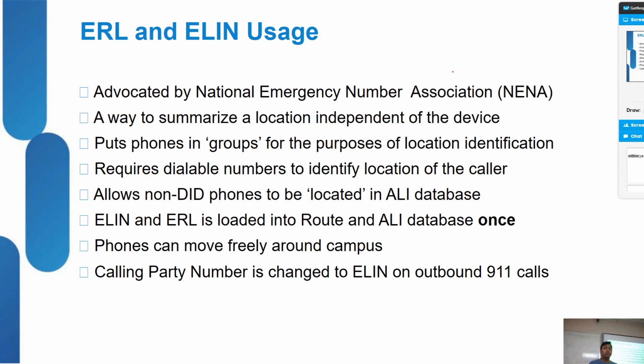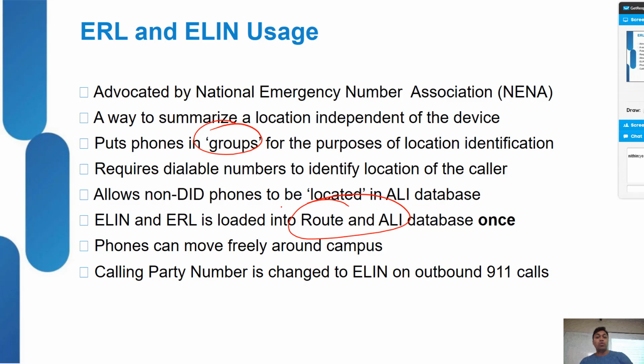So where do you use the ERL and ELIN? It is advocated by NENA as a way to summarize the location independent of the device. It puts the phone in a group, like CCIE group, CCNP group, or you can say marketing group. In an organization, you may have one ELIN for marketing and one ELIN for sales, depending how big they are. It requires a dialable number, so make sure the phone number is correct. It allows non-DID phones to be located in the databases. ELIN and ERL are loaded into the route and ALI database.